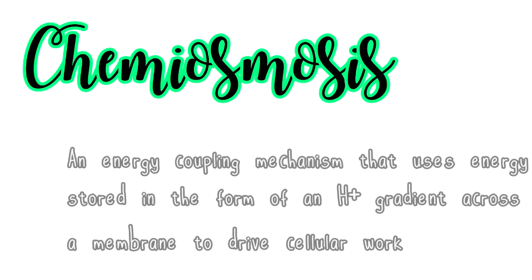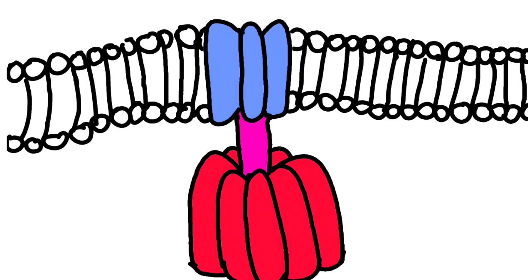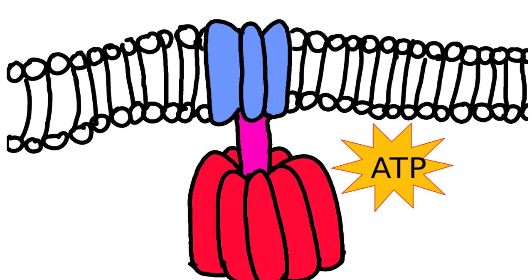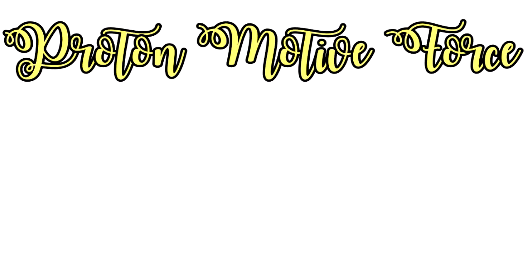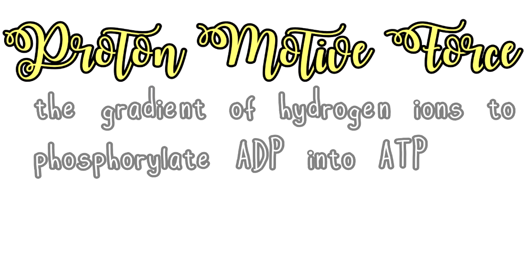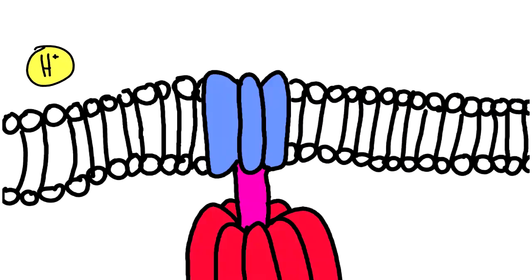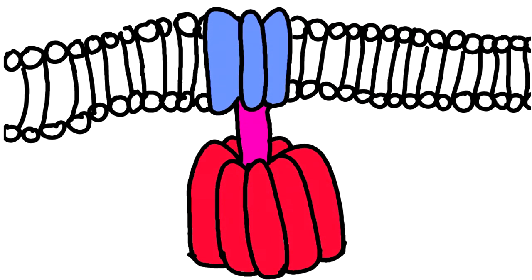Then chemiosmosis, an energy coupling mechanism that uses a hydrogen gradient to drive cellular work, happens. Hydrogen ions flow back through ATP synthase, an enzyme that produces ATP. There is a proton motive force, the gradient of hydrogen ions that turn ADP electrons. Since the intermembrane is impermeable to hydrogen ions, they have nowhere else to go other than ATP synthase.